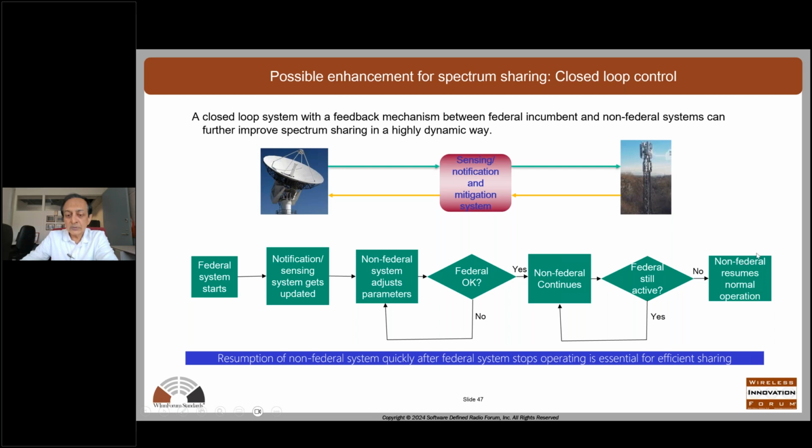So this closed loop system will help not only in determining the minimum restriction with which the commercial systems can operate, but also it should allow them to go back to normal operations as soon as the federal system goes off air. So this resumption is just as important, at least from a system design perspective. We should keep it in mind in order to make the most efficient use of the system. I think that's pretty much from my side.